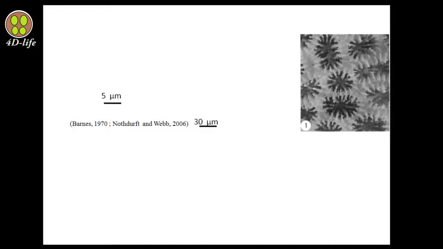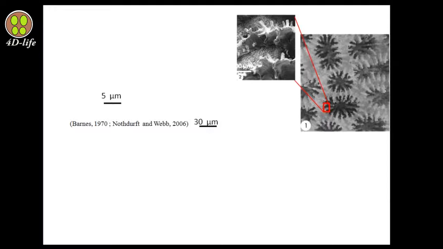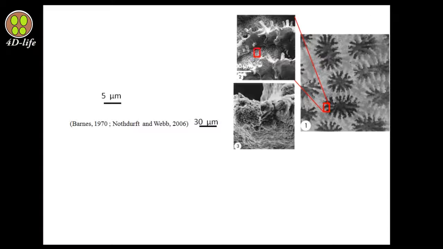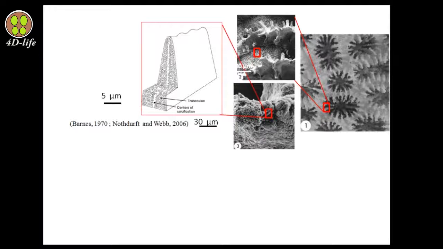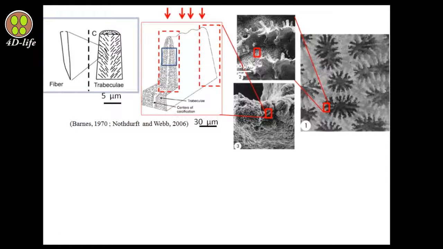In this picture you can see the Favia stelligera coral at different resolutions. Picture number 1 is the coral that we can easily see with our eyes. But if you watch the septa at higher resolution with electron microscopy, you are able to see coral fibers and centers of calcification. To explain better, in the septa, these dotted rectangles show us the spines made from trabecula collections. And with more resolution you can see fibers and centers of calcification inside each spine. In fact, a trabecula is a collection of centers of calcification and coral fibers.